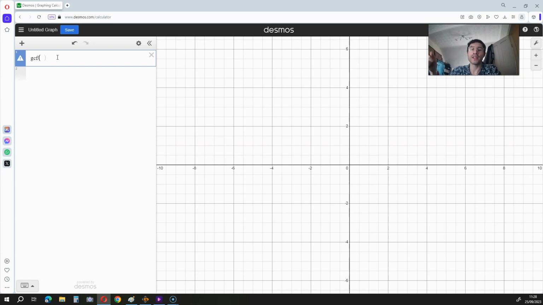If you're not satisfied with your result, you can always check out desmos.com and put in GCF and the two numbers that you're working with. So in this case, 450 and 5750. Okay, and as you can see, it gives us the result 50. So we know we're correct.